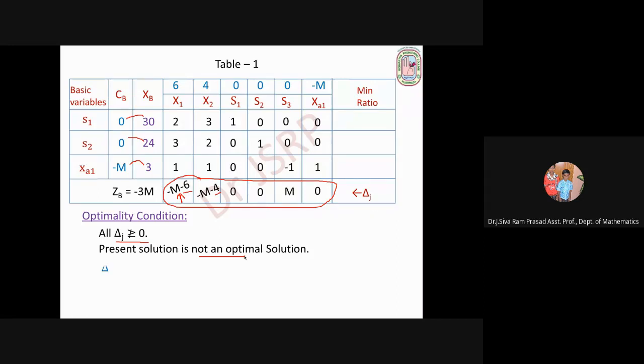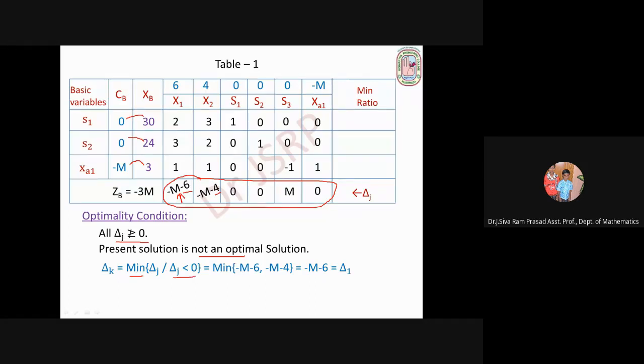For that, first we find the entering basic variable. How do you find the entering basic variable? Delta k equals the minimum of delta j such that delta j is less than 0. So we find the negative delta j values. Among those, we consider the minimum value.